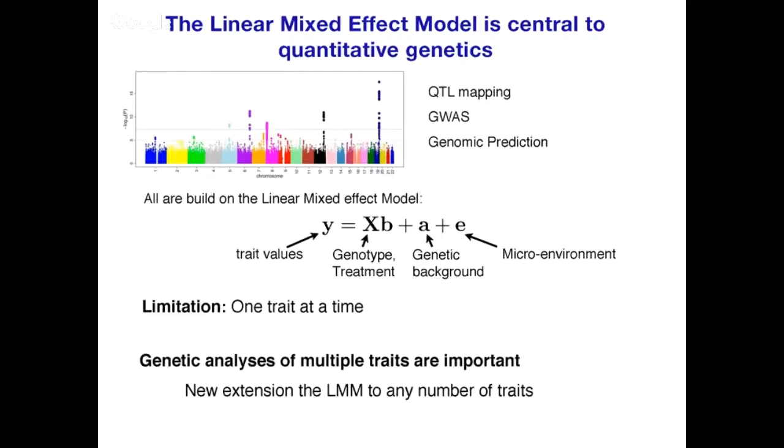So what I'm going to try to do today is try to convince you that, at least in some cases, thinking about the genetics of whole suites of traits together is important, and I'm going to present a method that I'm working on to try to extend this linear model framework to really any number of traits.